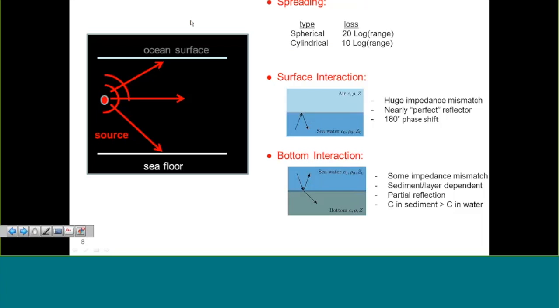Eventually, the sphere starts to hit the ocean surface and the bottom, and it really kind of becomes a cylinder. And so you'll get cylindrical spreading, and that's what you would see here. That's the main way the energy is being spread out in a geometric form. That's the idealized case.